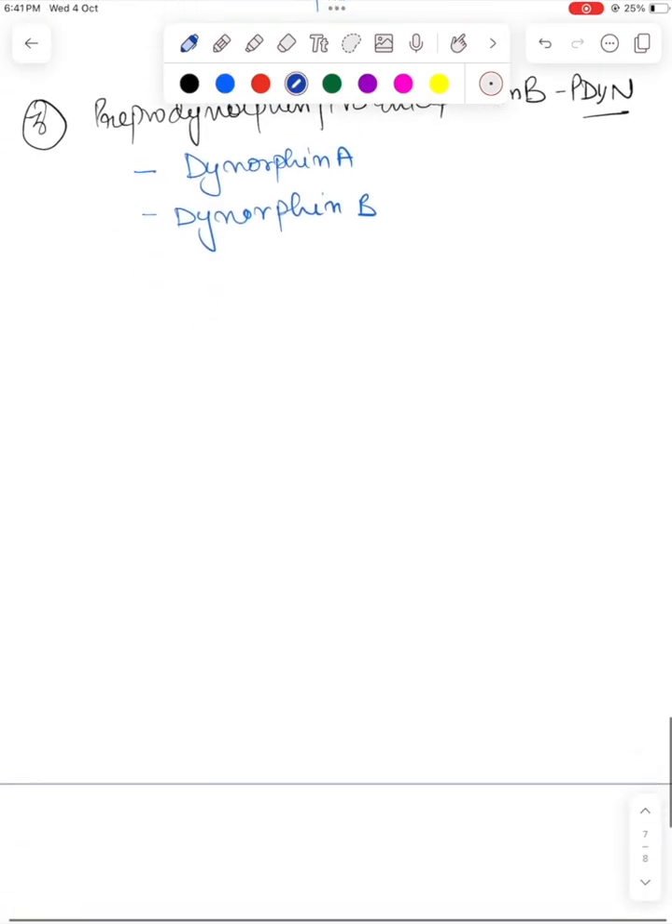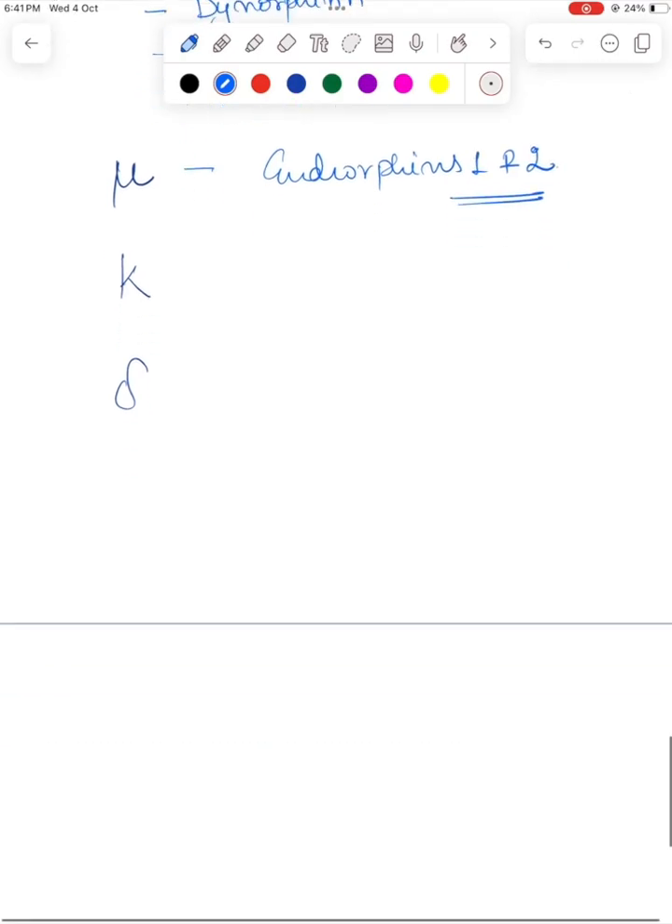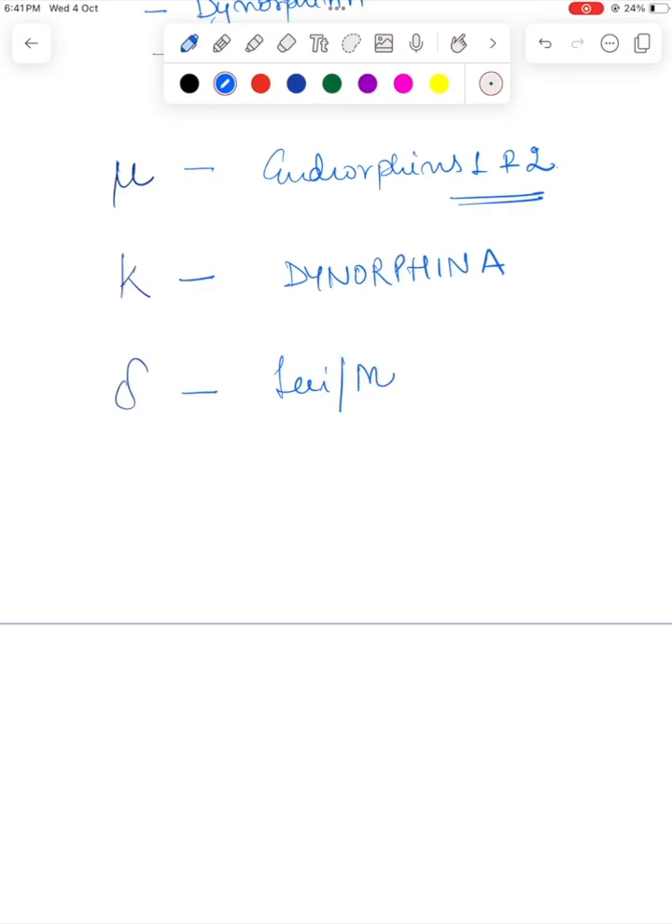Now you remember the opioid receptors that we talked about: mu receptors, kappa receptors, and the delta receptors. Now the endogenous opioids at the mu receptors are the endorphins 1 and 2. Sorry. And the endogenous opioids at the kappa receptors are the dynorphin A. And the endogenous opioid peptides at the delta receptors are the leu and met enkephalins.